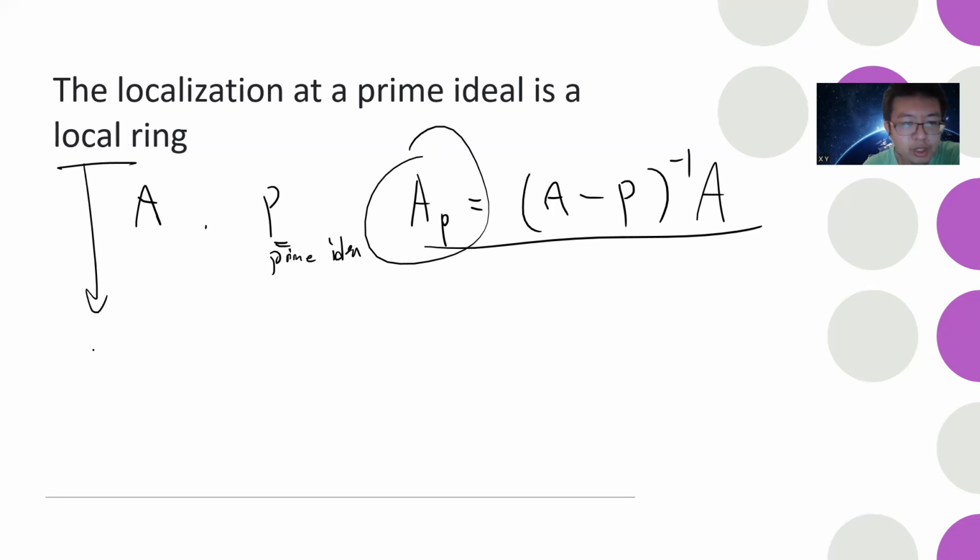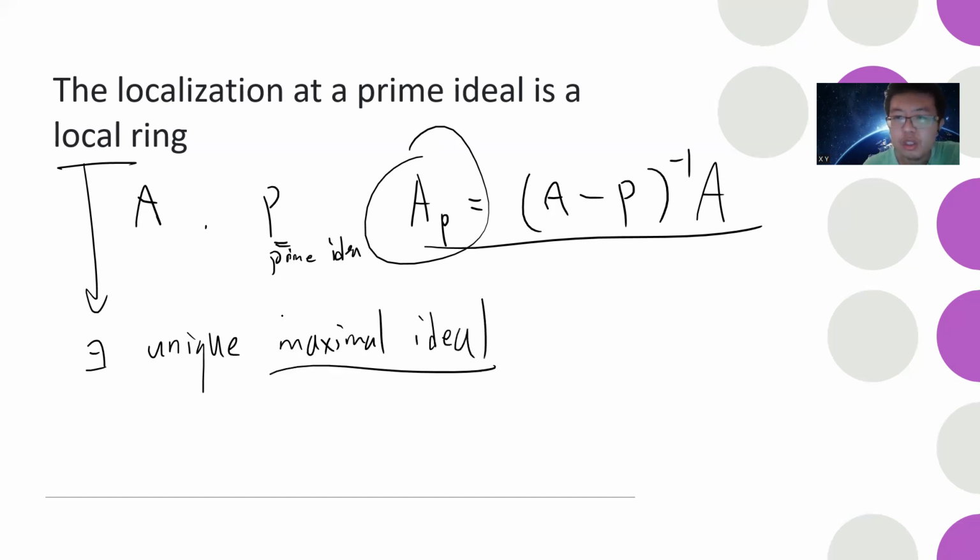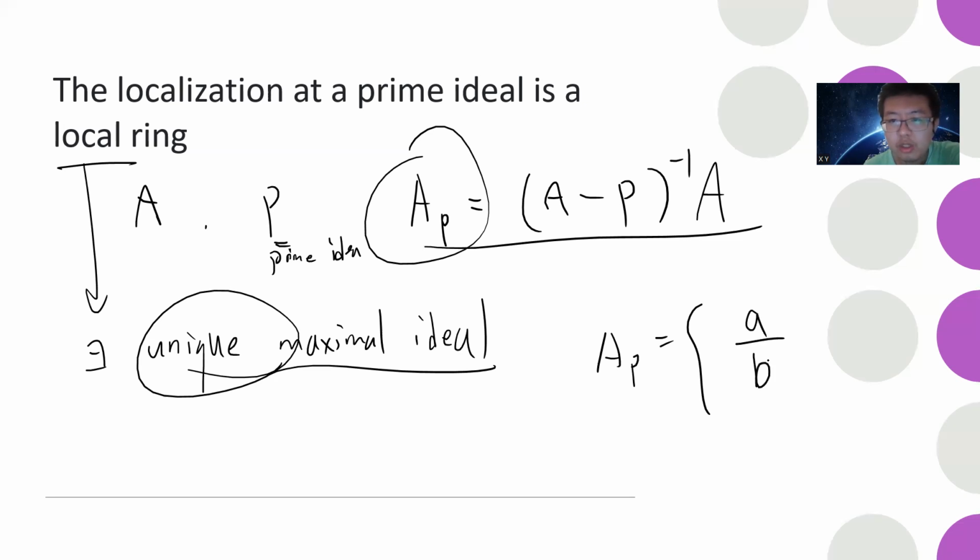Okay, a local ring means that there exists a unique maximum ideal. So maximum ideals already exist for any ring by using Zorn's lemma, but the non-trivial part is unique. Okay, so recall that A_P by definition can be written as a divided by b, where a belongs to A and b does not belong to P, because this is the definition of localization.